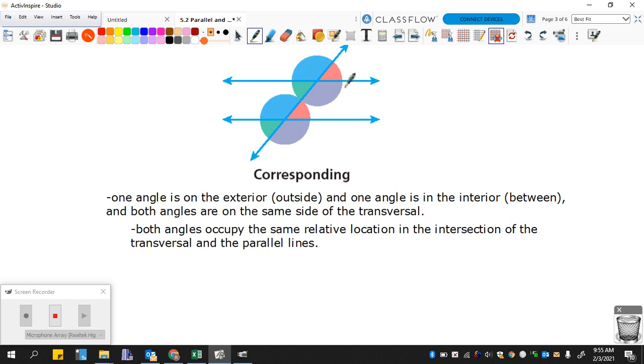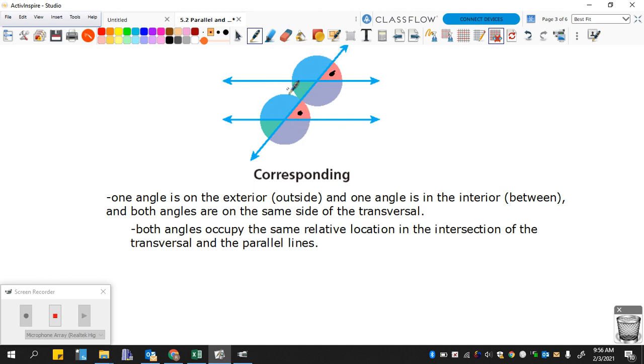And then there's one more, and this is a little bit different because it's corresponding. The corresponding angles have one angle on the exterior and one angle on the interior. So this is on the exterior, this one's on the interior. That's a defining feature of the corresponding angles. So if you see that, you automatically need to be thinking about corresponding. And the reason they're corresponding is because their position between the two angles corresponds with the intersection.